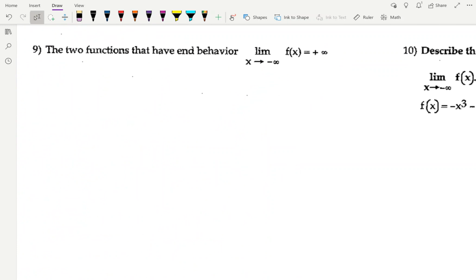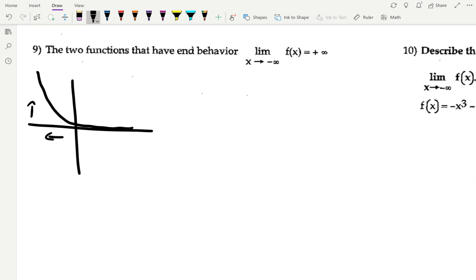So two functions that have end behavior. I don't know, let's just challenge this one here. What would I do? So as x goes to negative infinity, f of x goes to positive infinity. So I need something like that. I just like this one here. You can really come up with anything you want. I know that f of x is equal to e to the negative x. You guys might have thought that was fancy.